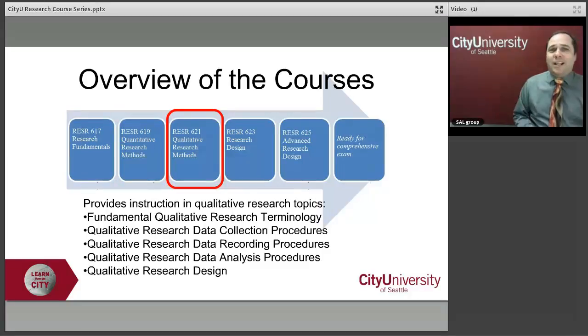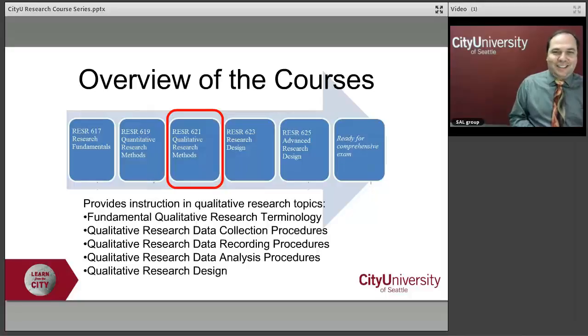The course after that is Qualitative Methods, and similar to the previous course, we're going to give you the terminology first. And after you have that terminology, we're then going to get into some of the procedures. This is a more in-depth course. Of course, 617 was a survey course that gave you a little bit of information about all the things you will encounter. This course takes a deeper dive into the qualitative methods.